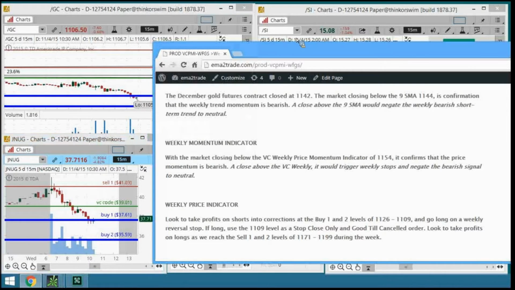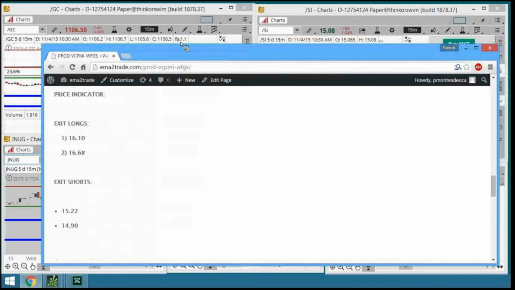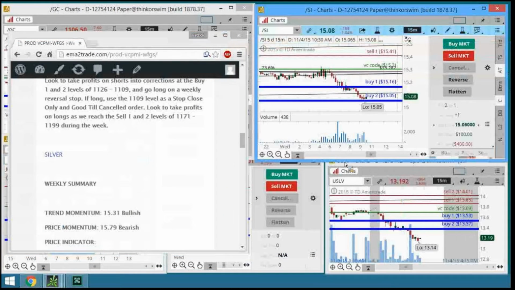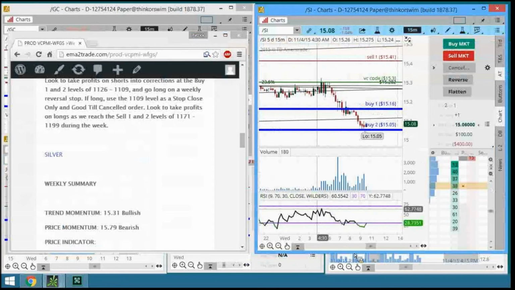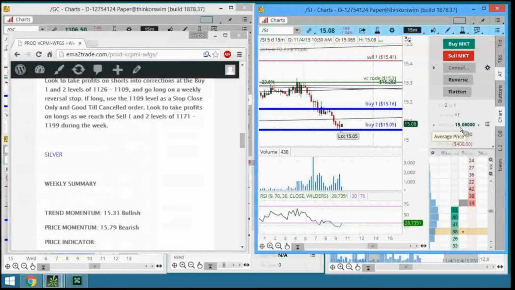We use the same methodology for the silver market. If we take a look at the silver, the right side of the chart, we have an open position. We have activated a 1506 long.